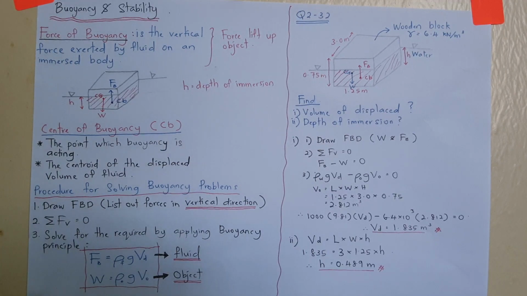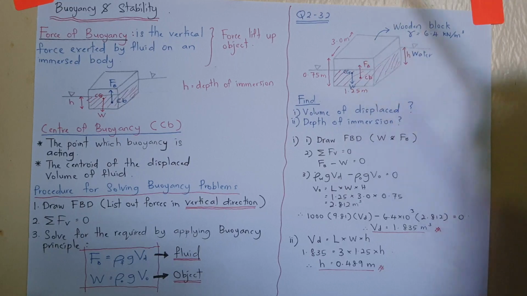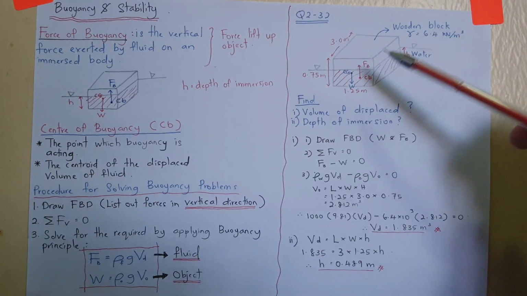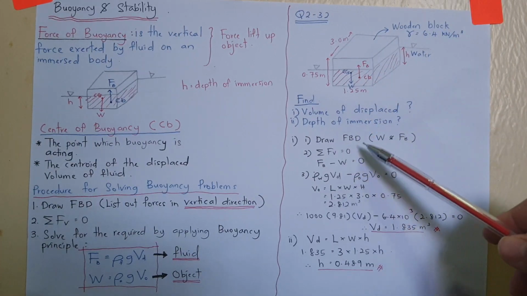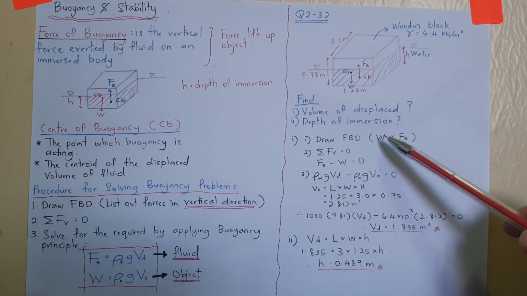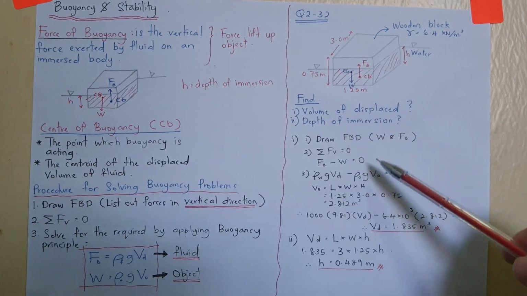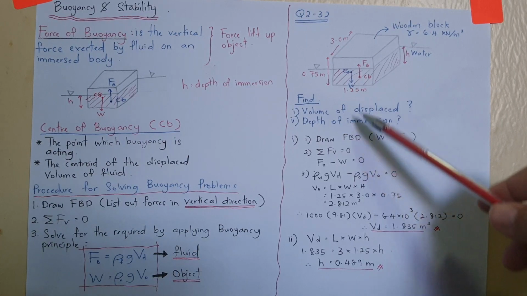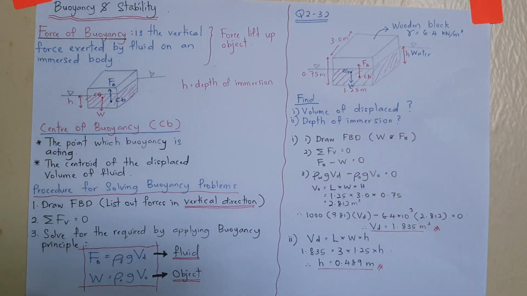So number 1, draw free body diagram. In this question we only have 2 forces, the force of buoyancy acting upwards and the weight downwards. So only 2 forces, FB and W. Step number 2, summation of forces in vertical direction equal to 0. So FB positive upward minus W equal to 0.